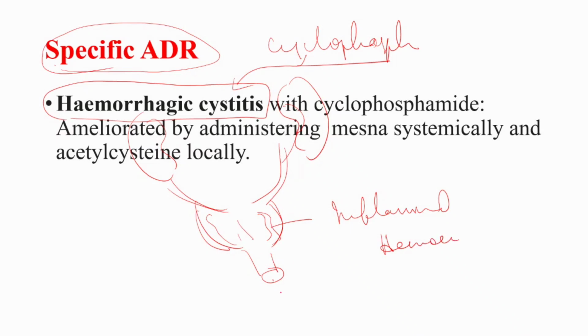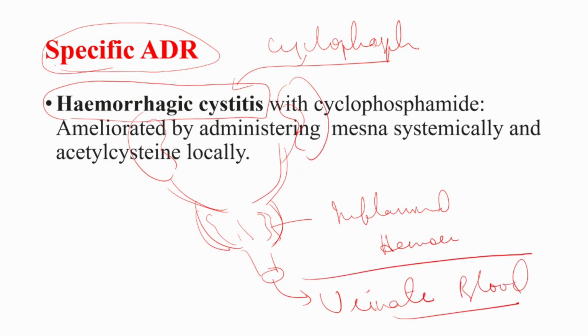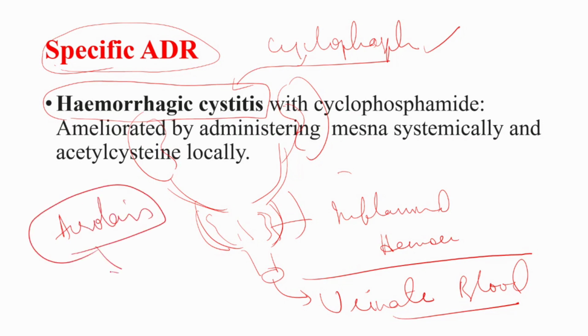Hemorrhagic inflammation can be seen, and the patient will urinate with blood. So blood in urine can be seen. This adverse effect is mainly caused by cyclophosphamide. As I explained, cyclophosphamide causes an inflamed bladder, which is called hemorrhagic cystitis, and this is mainly caused by acrolein. Acrolein, which is the active metabolite produced by cyclophosphamide, causes hemorrhagic cystitis. So this is the specific adverse effect.